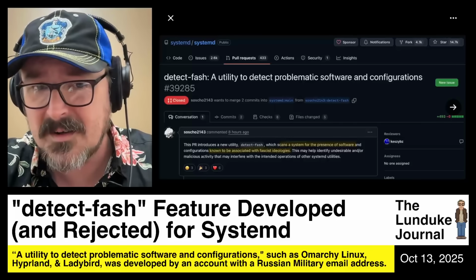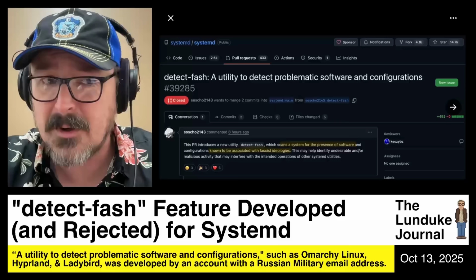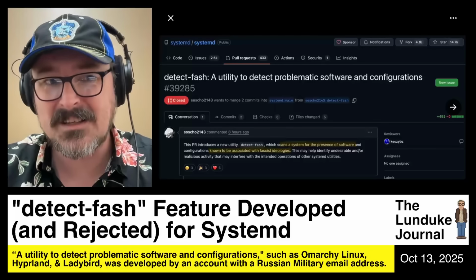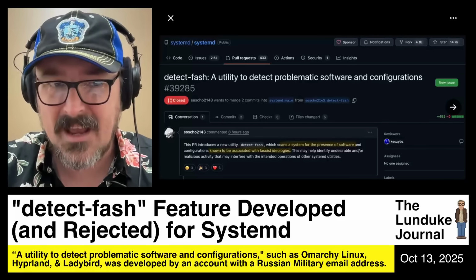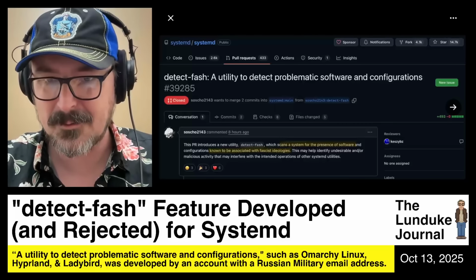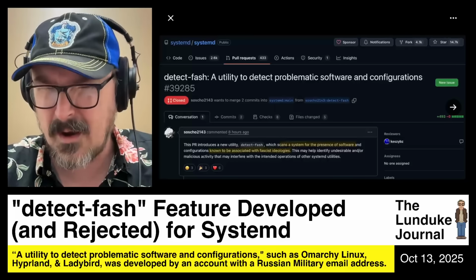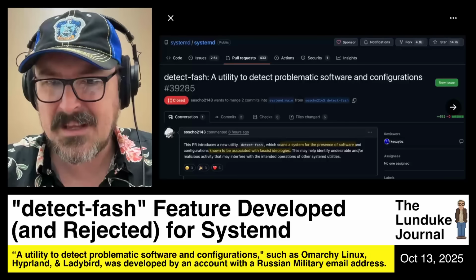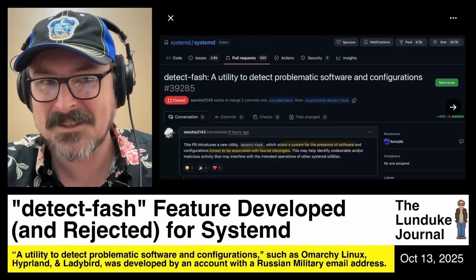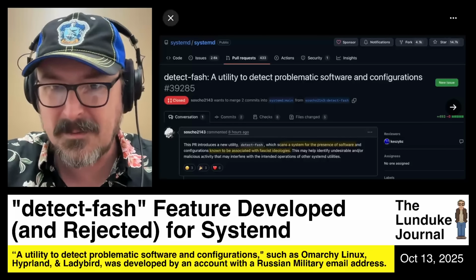If the system was Omarchy Linux, if it was running Hyprland or the Ladybird web browser, or in fact, if the currently logged in user was DHH, the guy who makes Omarchy Linux and created Ruby on Rails. Now, this whole story is bizarre because it actually came from a Russian military email account. I don't know. Let me walk you through all of this.